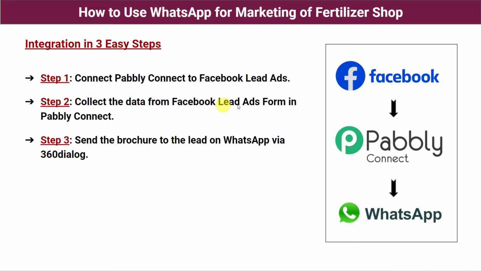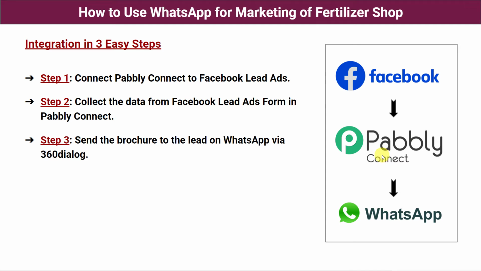Step 2. Collect the data from Facebook lead ads form in Pabbly Connect. So at step 2, Pabbly Connect is going to capture the data from Facebook lead ads form. Step 3. Send the brochure to the lead on WhatsApp via 360 Dialog. So whatever the data Pabbly Connect has captured from Facebook lead ad forms, the same data will be used and your fertilizer shop brochure will be shared on the WhatsApp number of the customer. And here we are going to use 360 Dialog software application for sending the messages on WhatsApp. So in this way, we are going to create an integration between Facebook lead ads and WhatsApp using Pabbly Connect.